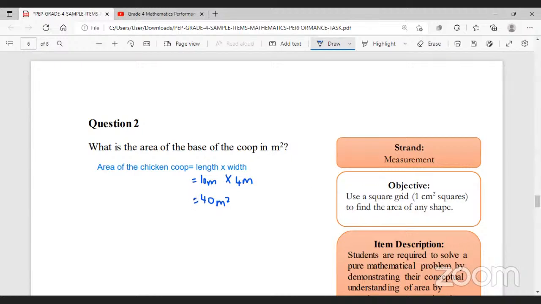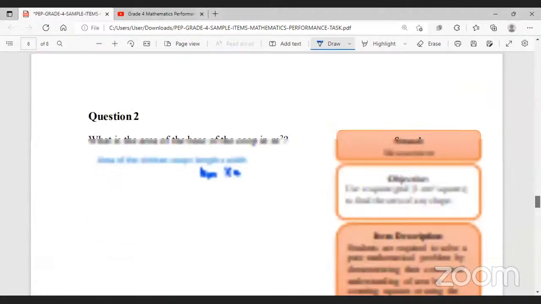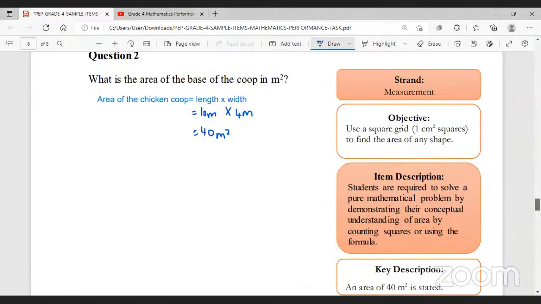All right. This was also from the measurement strand, and our objective was to use a square grid, 1 meter square, to find the area of any shape. In this item, we were required to solve a pure mathematical problem by demonstrating our conceptual understanding of area by counting squares or using a formula. And we did the formula here.